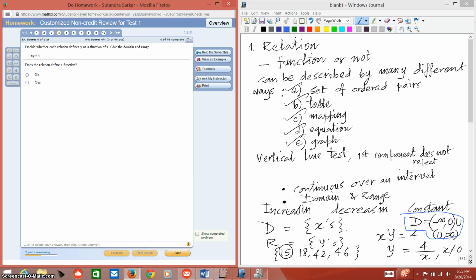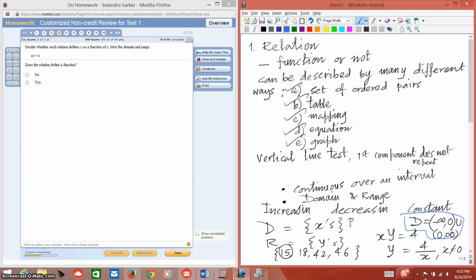Again, same idea for the range. If you try to find out what are the values you can get for y, you can get all different real numbers, positive, negative, but you will never be able to get a value of 0. So the range will also be the same type of answer. It will be negative infinity to 0, union 0 through infinity.